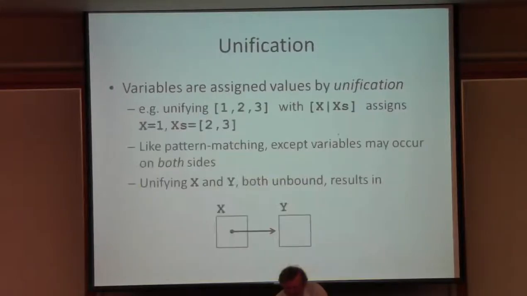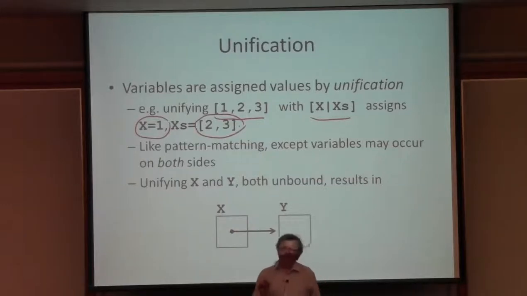OK, so that was a prerequisite. How do variables get values in Prolog? They get it through a process called unification. Unification is very like pattern matching. So, for example, unifying a list 1, 2, 3 against this pattern x cons xs will give values to x and xs. It'll instantiate x to 1 and xs to the rest of the list, 2, 3.